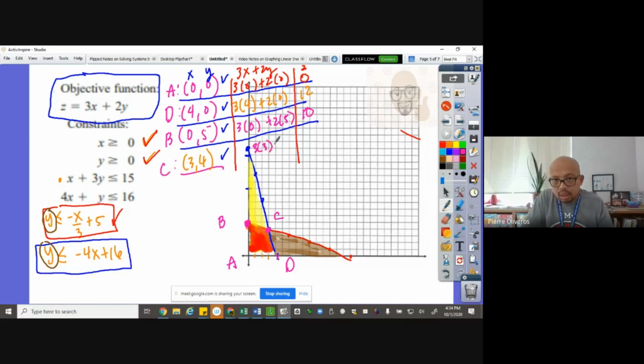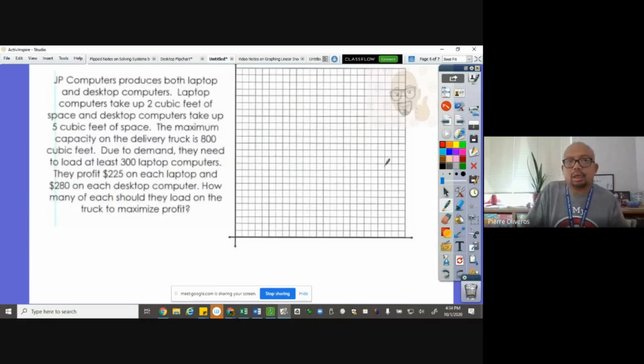3 times 3 plus 2 times 4. That will give you 9 plus 8. That will give you 17. So therefore, the minimum value will happen obviously when it's 0, 0. And the maximum will happen at point C, 3, 4. Okay? Applying it in a real life situation, let's do this one here.